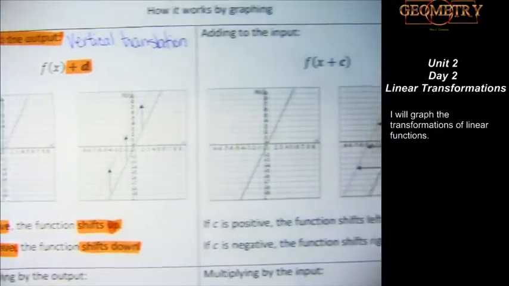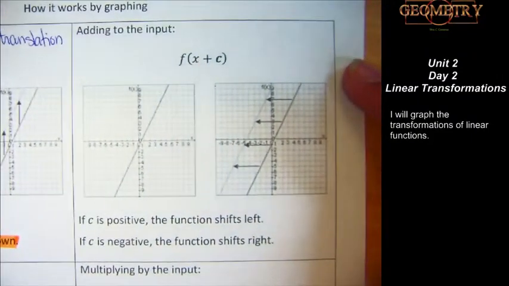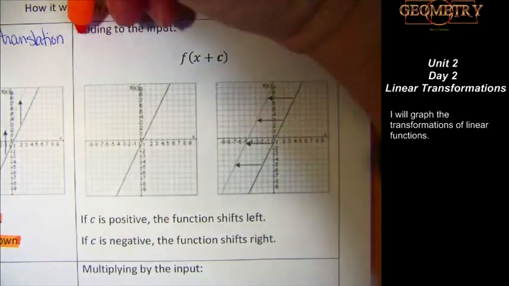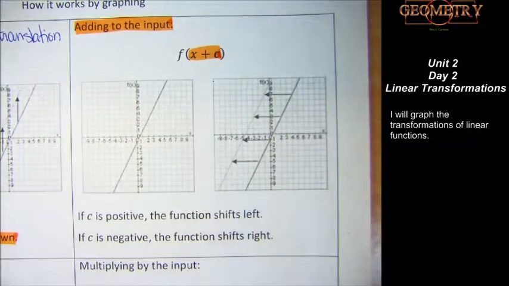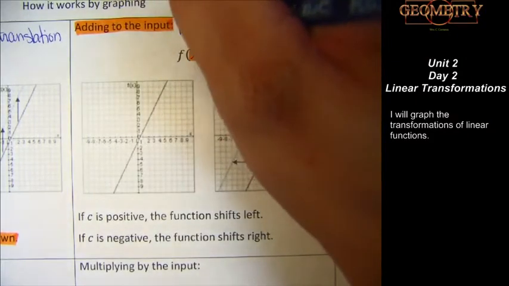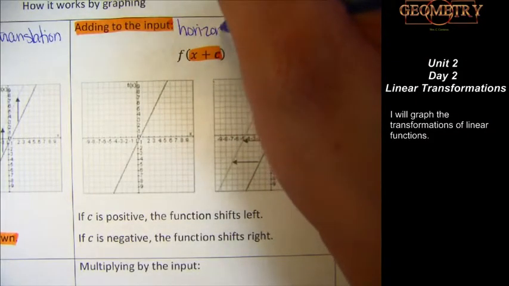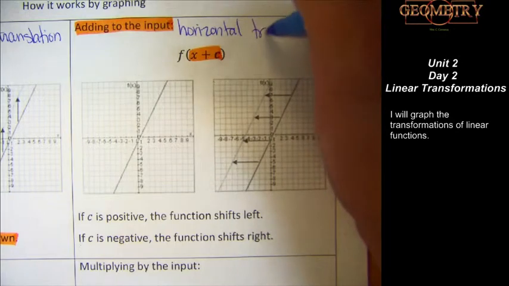Shift it over to adding something to the input now. And it looks like this. We're going to take our function and we're adding something, but now we're inside the parentheses. So we're doing something to the input because we're inside the function. When we're adding to the input, it's going to be called some sort of horizontal translation.